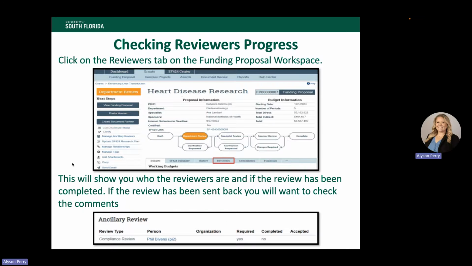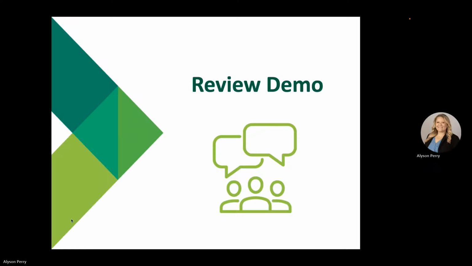Now, they can check your progress. So anybody that's performing in a review is going to show up in this Reviewers tab. And if it's an ancillary review, it will show up underneath the reviewers as well. Now, if you are a department reviewer, there are going to be 2 options for you. So you have an approve button, which approves that proposal and pushes it to the next level of review, or you have a request clarification button, which again will ask those questions and clarification to the research team.